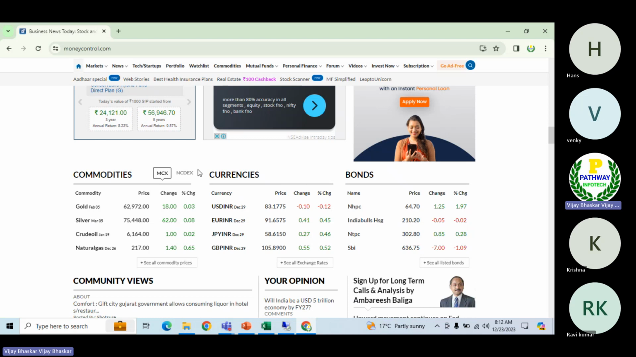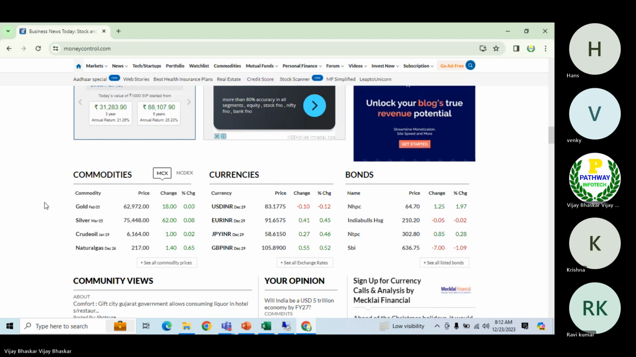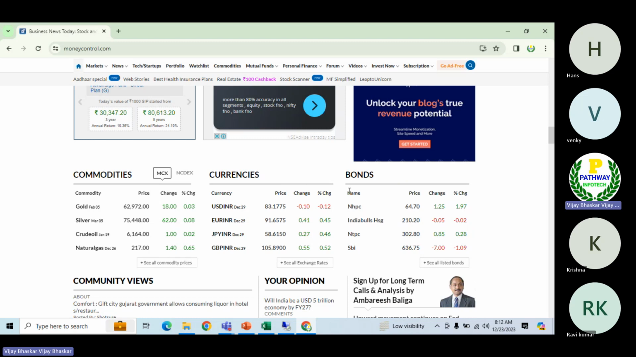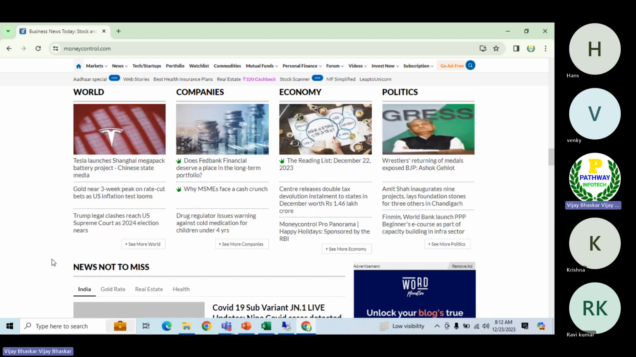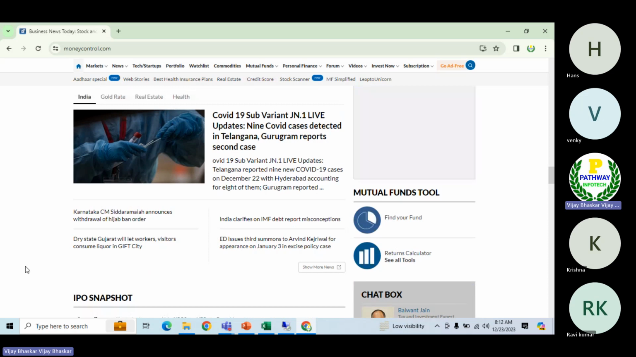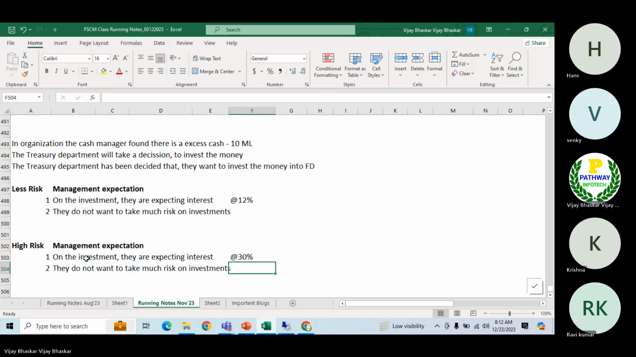At the same time, you can also watch the currencies. You can also watch the bonds. If the bond yields increase, definitely it will have impact on our interest rates. I mean, these are not bonds, these are also the shares. Don't confuse that one. This is one of the websites where you can monitor regularly.